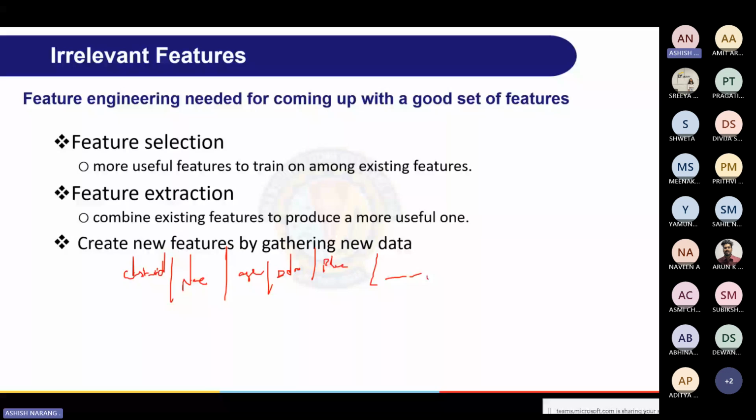For example, let's say I want to predict the CGPA of a student. Do you think the name of the student plays an important role in predicting how much score that student is going to get in a particular course or in a particular program? Does name play any important role?